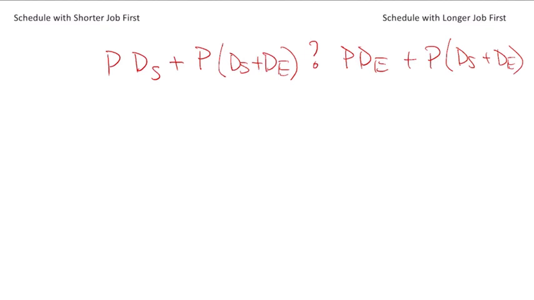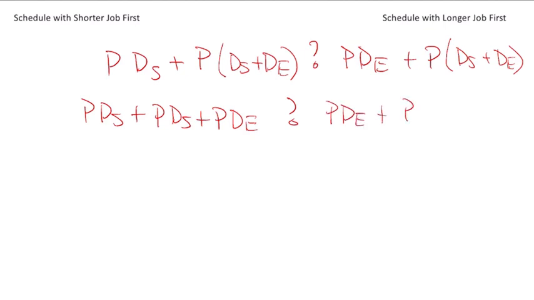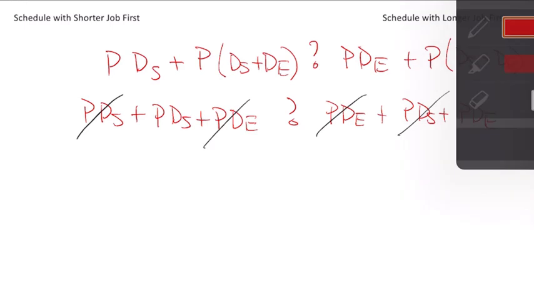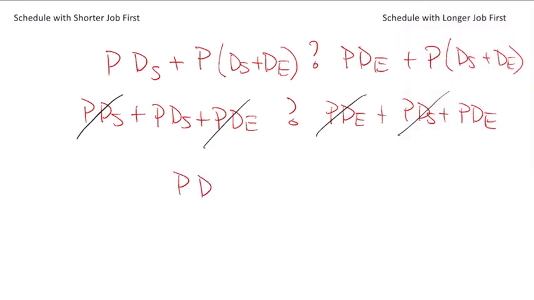I'll do the same thing. We can distribute through. And we can cancel things out. So both sides have a P times ds, and both sides have a P times dE. So now I'm left with P times ds, and compare that to P times dE. The P's can cancel out.